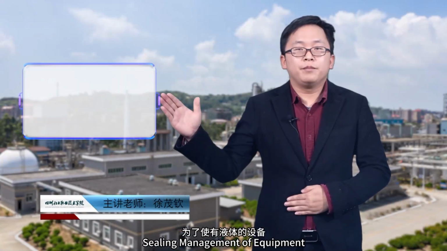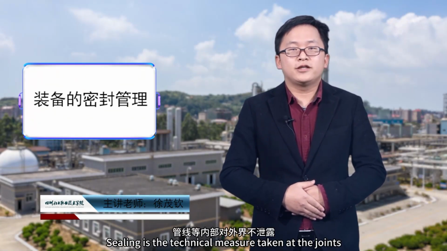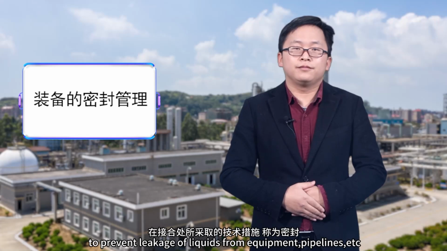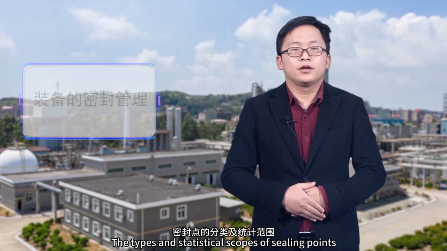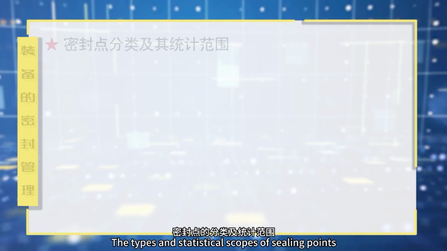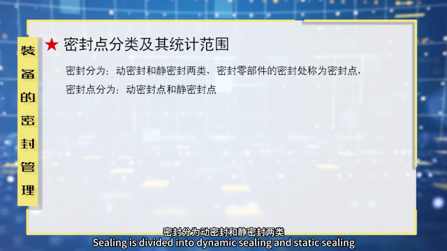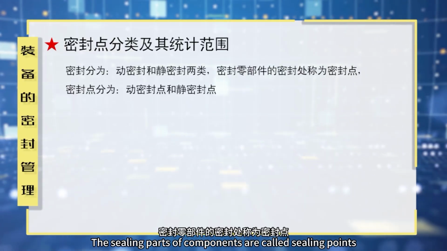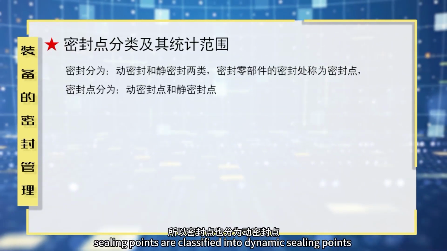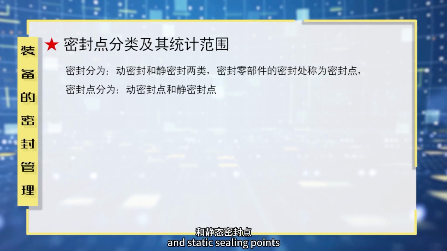Section 3. Sealing Management of Equipment. Sealing is the technical measure taken at the joints to prevent leakage of liquids from equipment, pipelines, etc. The types and statistical scopes of sealing points. Sealing is divided into dynamic sealing and static sealing. The sealing parts of components are called sealing points. Therefore, sealing points are classified into dynamic sealing points and static sealing points.